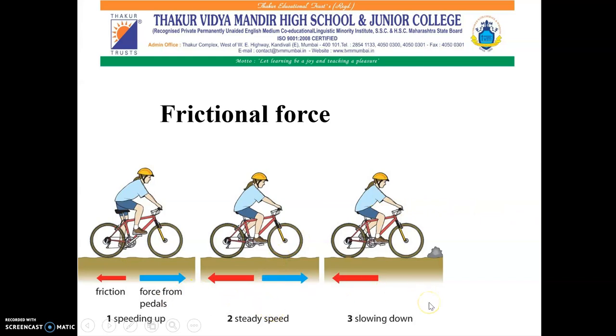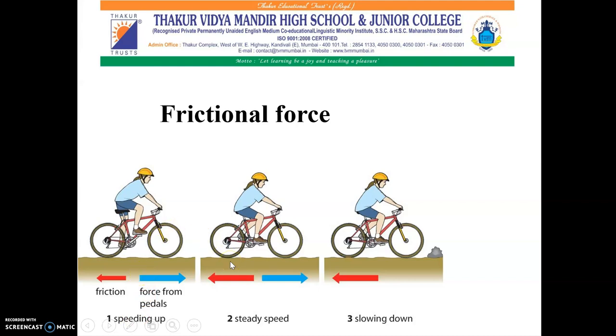The three instances of riding a bicycle are shown in this picture. In the first one, when the force is applied on the pedal, the bicycle will move. If the force applied on the pedal is more than the frictional force, then the speed of the bicycle will be more. That is, speeding up will take place. Here you can see the red arrow is a shorter one. It indicates the frictional force, which is in the direction opposite to that of the motion. Whereas this blue arrow towards the right shows the force from the pedal. So if the force on the pedal is more, the length of the blue arrow is more. So if the force applied on the pedal is more than the frictional force, then the cycle will speed up.